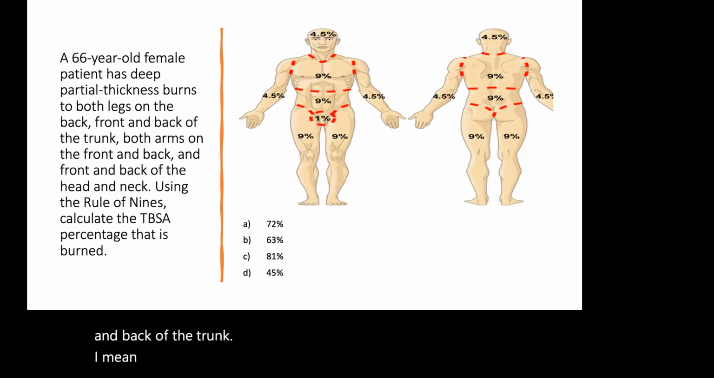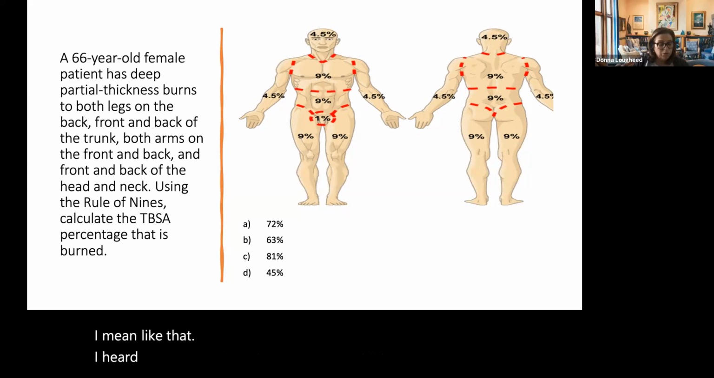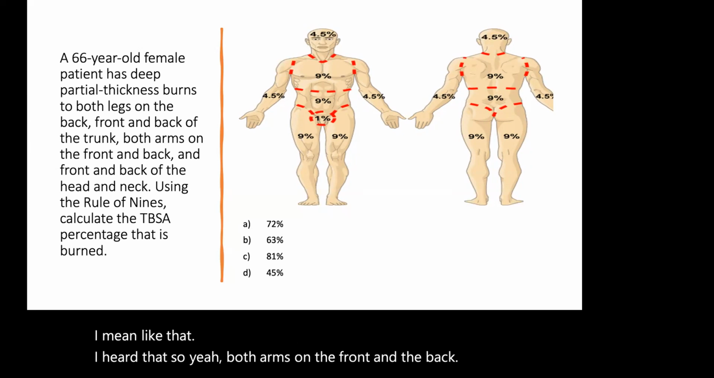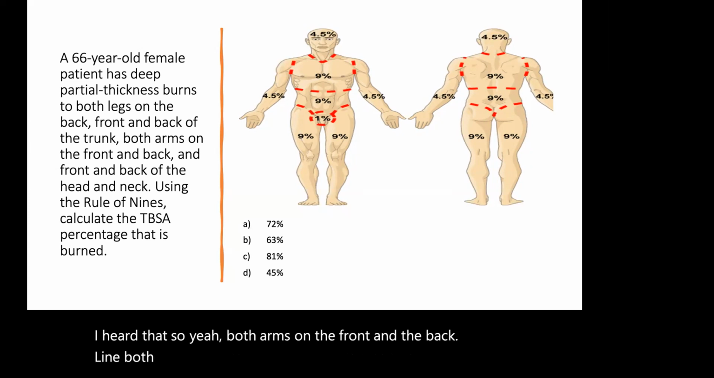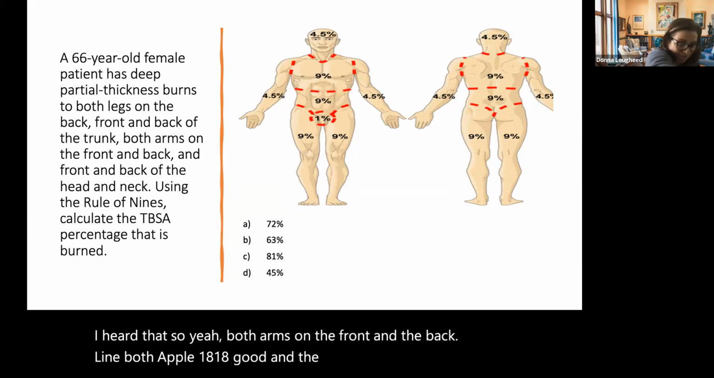That's 36. Is that the 36? Both arms on the front and the back, 9 each, so 18. And the front, 72? Yeah. And the front and the back of the head and the neck.